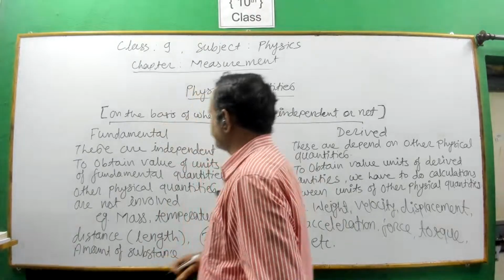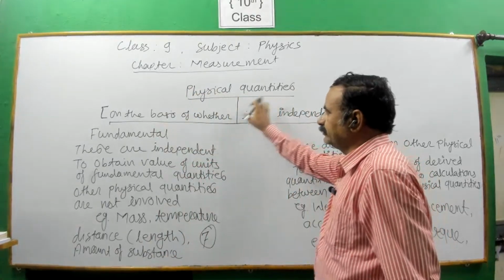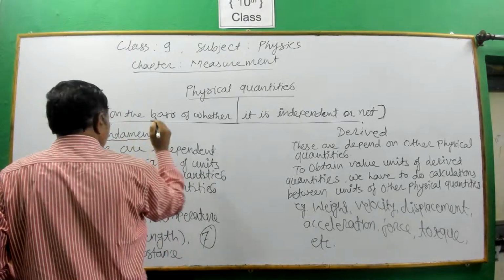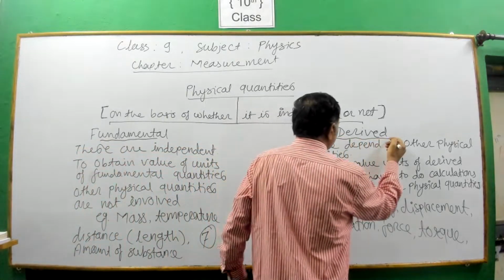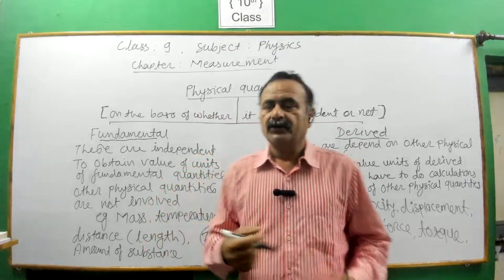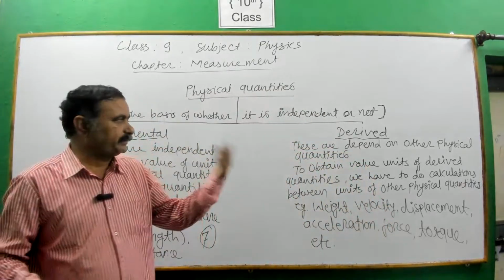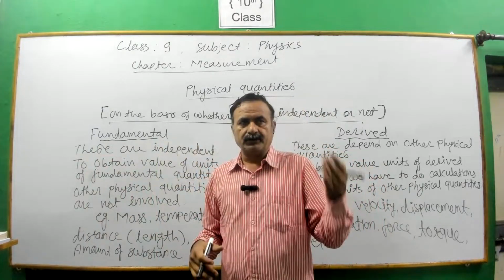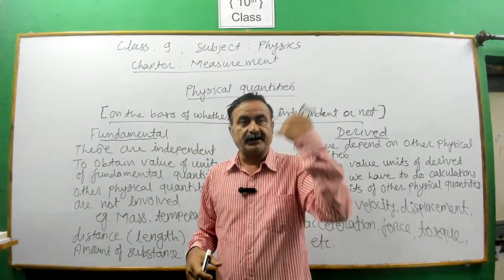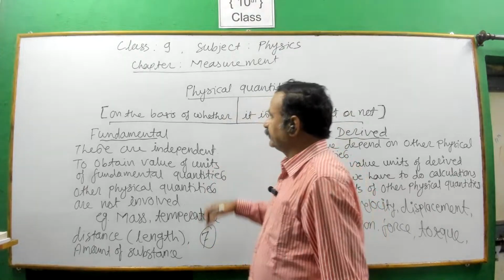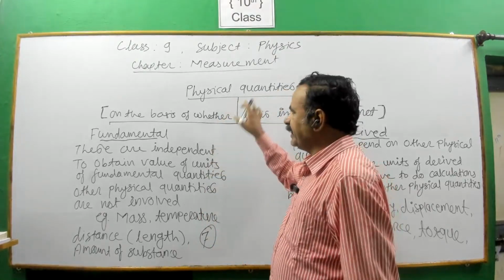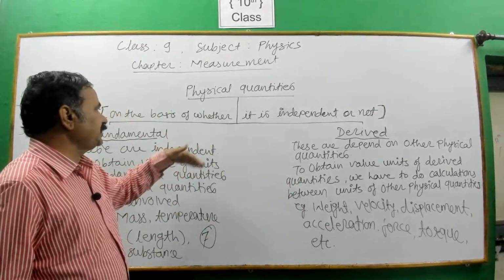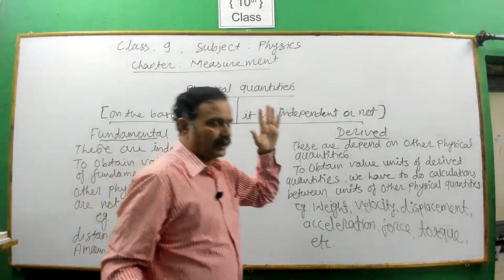Okay, so physical quantities are divided into two types: fundamental quantities and derived quantities. The other day we learned about two different types of physical quantities, scalar and vector. Physical quantities are divided into scalar and vector on what basis? On the basis of magnitude and direction. Like that, physical quantities are again divided into two different types. On what basis? On the basis of whether that physical quantity is independent or not.